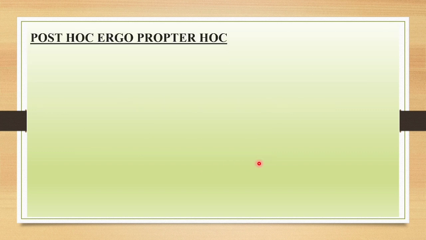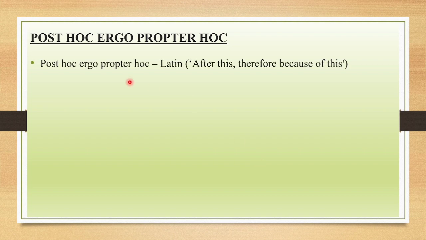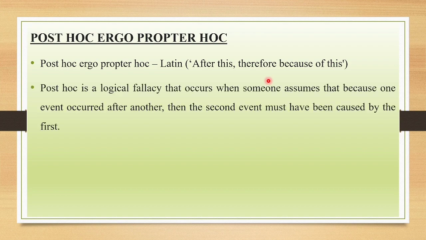So coming to the post hoc ergo propter hoc fallacy. Post hoc ergo propter hoc is derived from Latin, and it means in English "after this, therefore, because of this." So post hoc is a logical fallacy that occurs when someone assumes that because one event occurred after another, the second event must have been caused by the first. It is often shortened simply to post hoc fallacy.